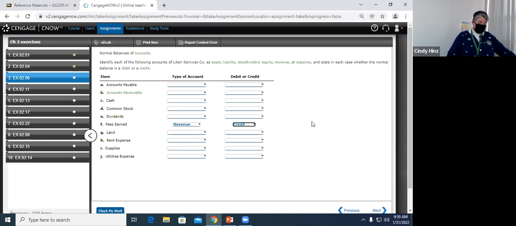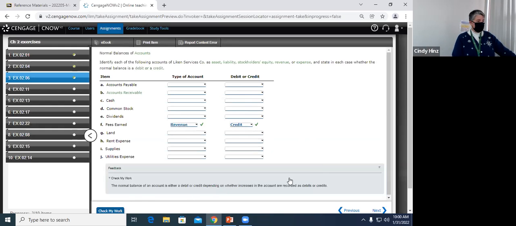Eventually, it will probably be that you don't have to consciously ask yourself, oh, what type of account is that? Because you'll just get used to it. But for now, please go through each one of the steps. What type of account? Okay, what does that tell us about the normal balance? I'm going to put my green check marks in for that one, and I'm going to keep going unless there are any questions.